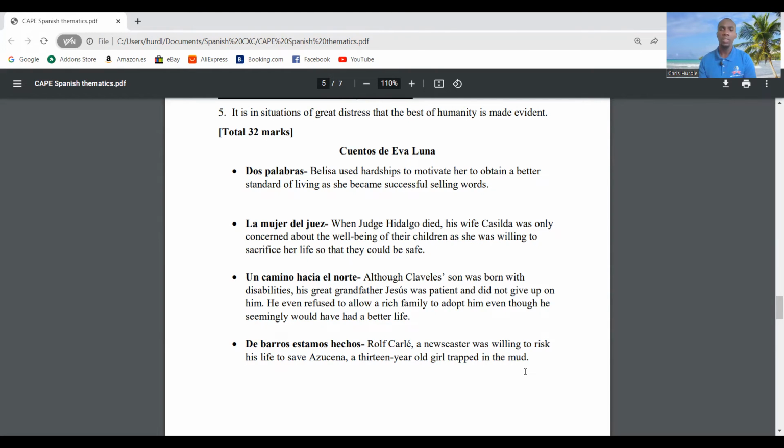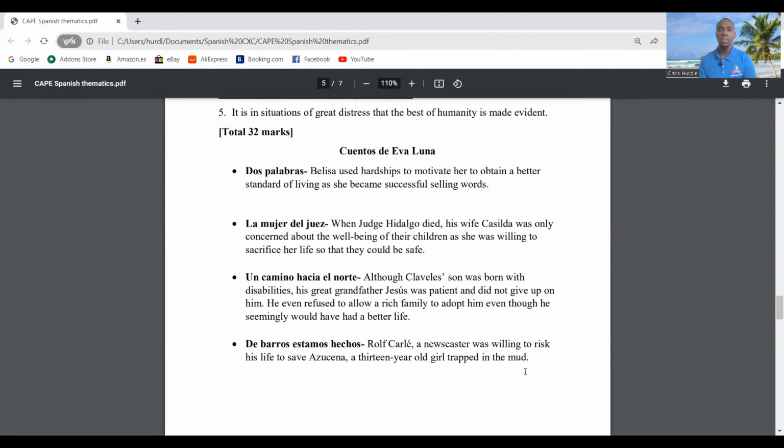La Mujer del Juez. When Judge Hidalgo died, his wife Casilda was only concerned about the well-being of their children, as she was willing to sacrifice her life so that they could be saved. Un Camino Hacia el Norte. Although Claveles, his son, was born with disabilities, his great-grandfather, Jesus, was patient and did not give up on him. He even refused to allow a rich family to adopt him, even though he seemingly would have had a better life.